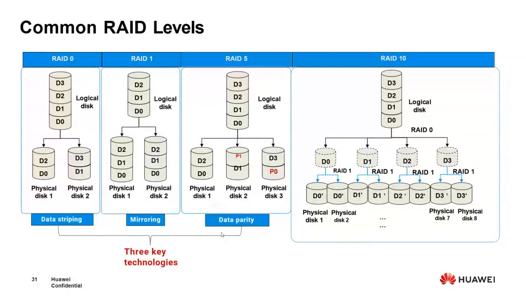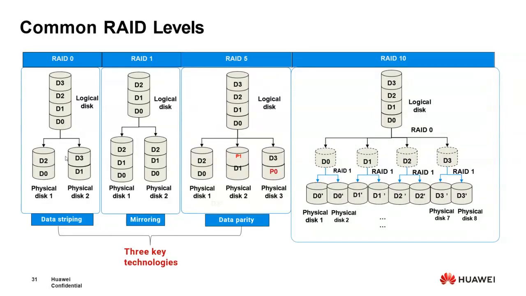So let's go back to common RAID levels. We talked about data striping as the first one, RAID 0. Physically, this is how it works. You have two disks, disk 1 and disk 2. Disk 1 has two contents, D0 and D2. Disk 2 has D1 and D3. The idea of RAID is to combine physical disks into one logical disk. So the logical disk is going to contain both, so you have D0, D1, D2, D3. That means both are combined.